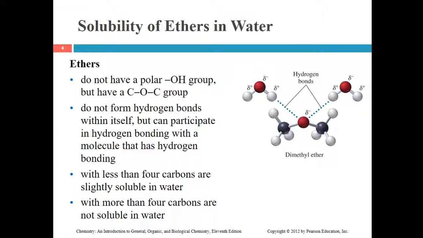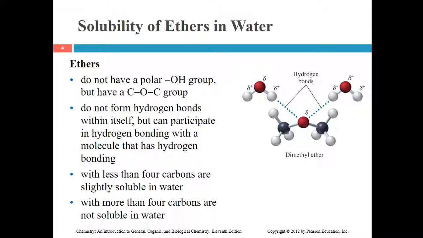Now let's talk about ethers. Ethers don't have the polar OH group. They have an O bonded to a carbon on one side and a carbon on the other. It's not that they're totally not soluble, because they still have unshared pairs of electrons around the oxygen. If something nearby has a hydrogen that can participate in hydrogen bonding, it can. Now watch the terminology: it doesn't form hydrogen bonds, but it can participate in hydrogen bonding with a molecule that has hydrogen bonding.